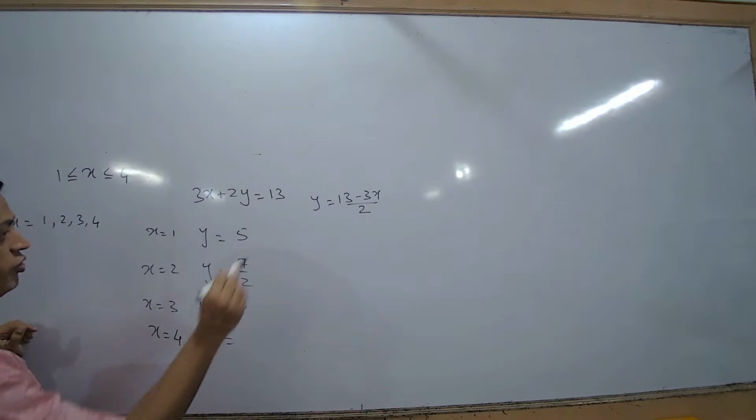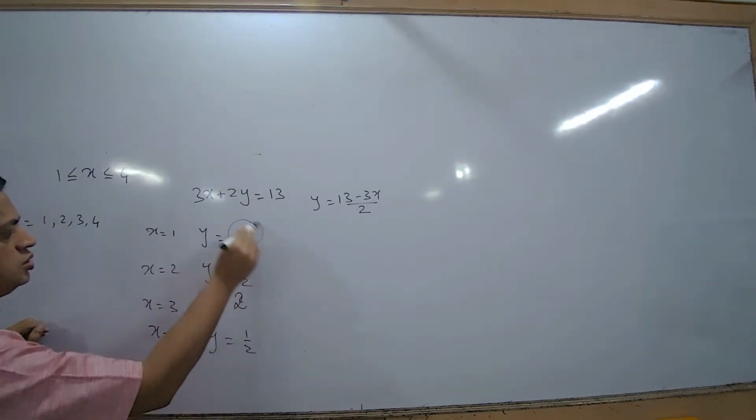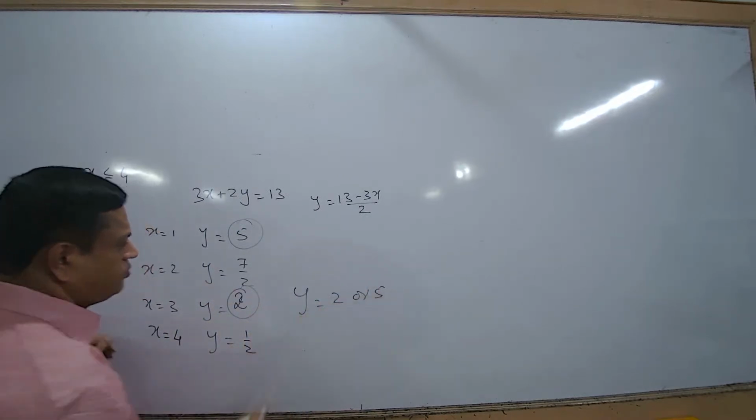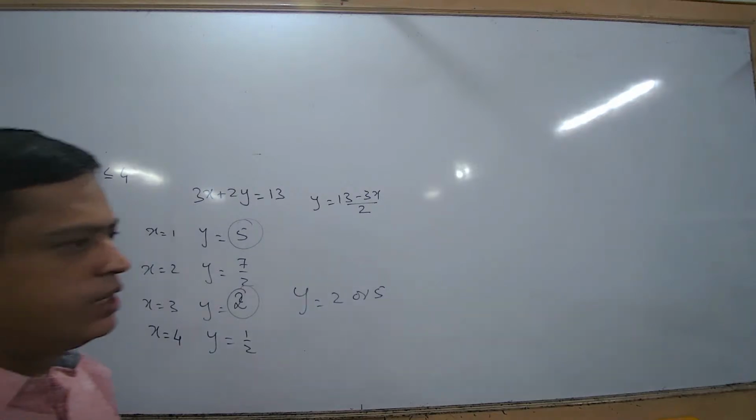X equal to 4, 13 minus 12, that is 1 by 2. So only two integer solutions, so the value of y is either 2 or 5. The equation should be equal to 13. Less than 13 means a region will come. Anyway, the chapter contains only one variable now. Two variable questions are not there. That question has a printing mistake. If we change less than or equal to and make it equal to 13, then only it will work out.